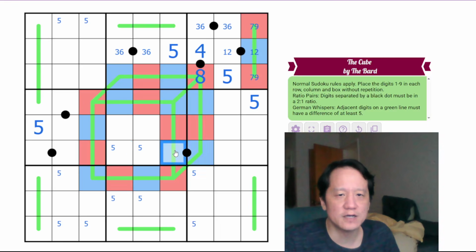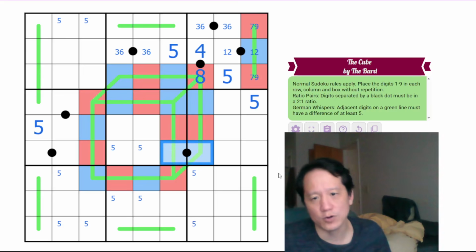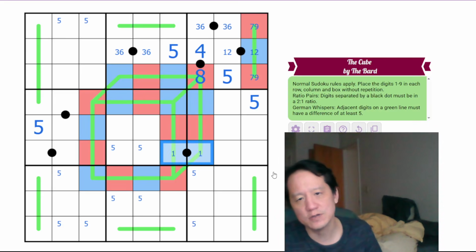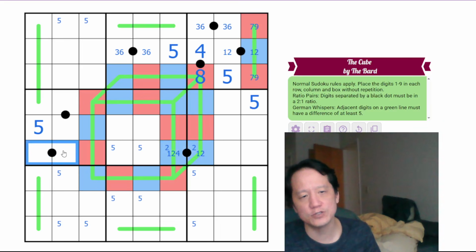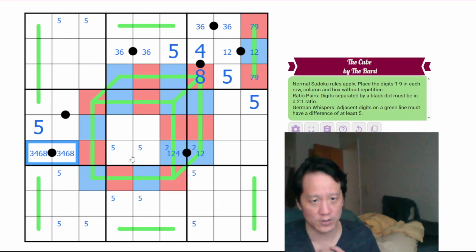So this has to have, this is either 1 and 2 or 2 and 4 to have two low digits here. So we'll have 1, 2, or 2 or 4. Either way, 2 is guaranteed to be here. So this cannot be 1, 2, or 2, 4 here. It's 3, 4, 6, or 8 there.